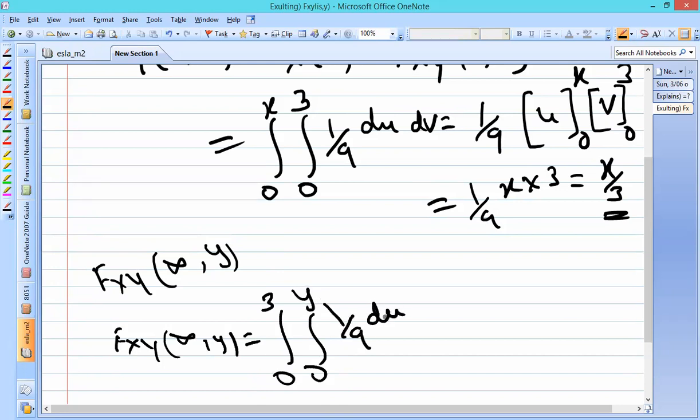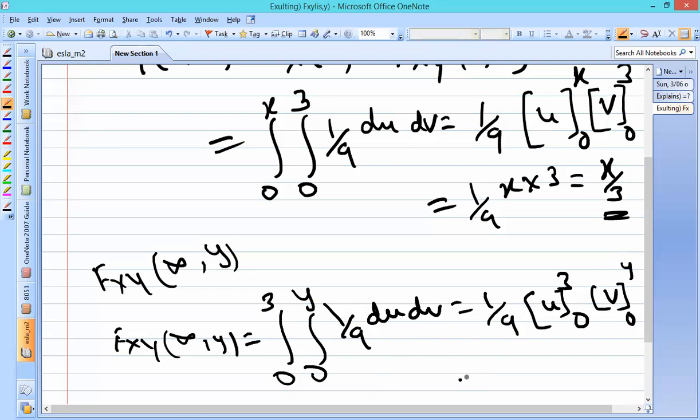Here you can write either dx, dy or du, dv. So 1 by 9. So here with respect to u, if you are integrating, that will be u with the limit 0 to 3 here. And if you are integrating with respect to y, so that will be v or y, depending on the variable that you are going to represent with the limit 0 to y. So here what is the answer? 1 by 3 into y.